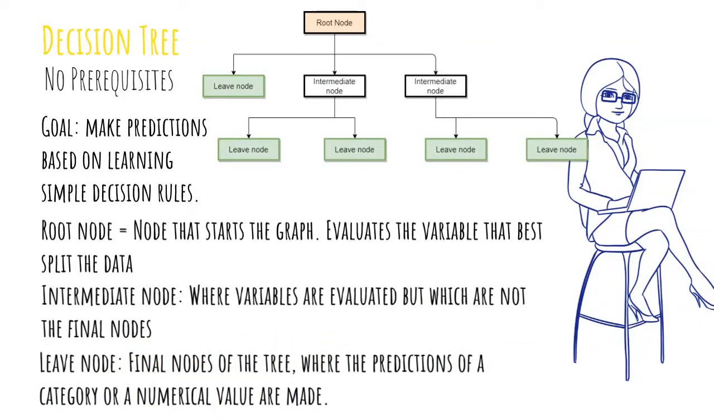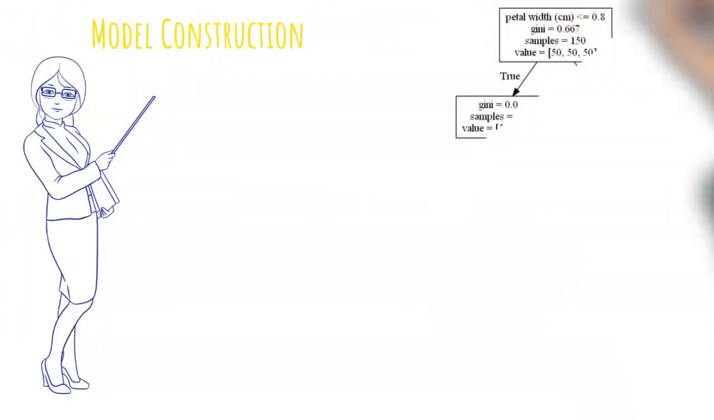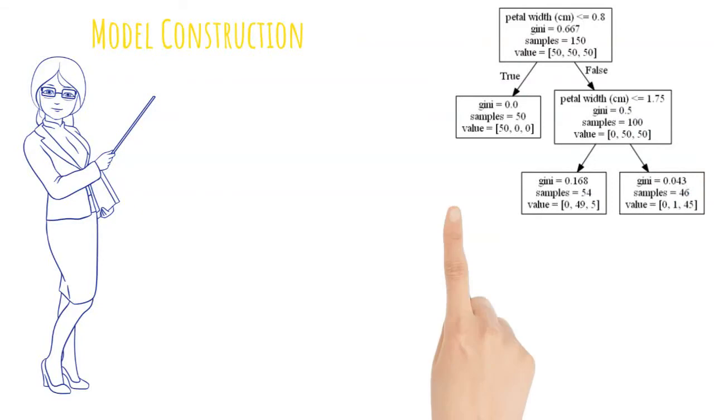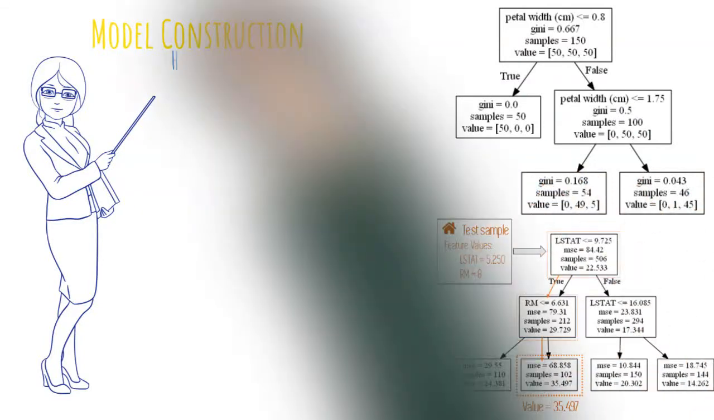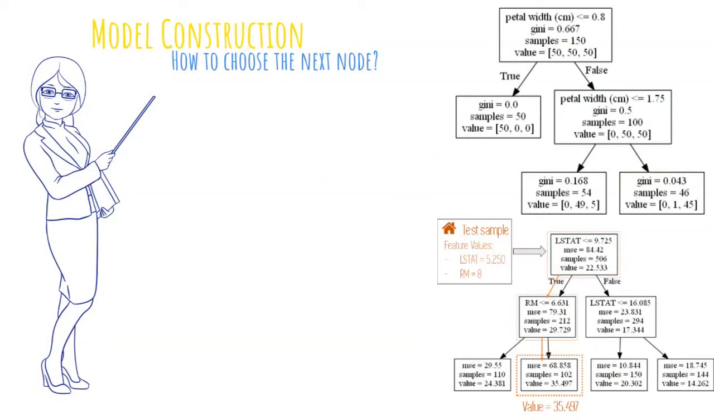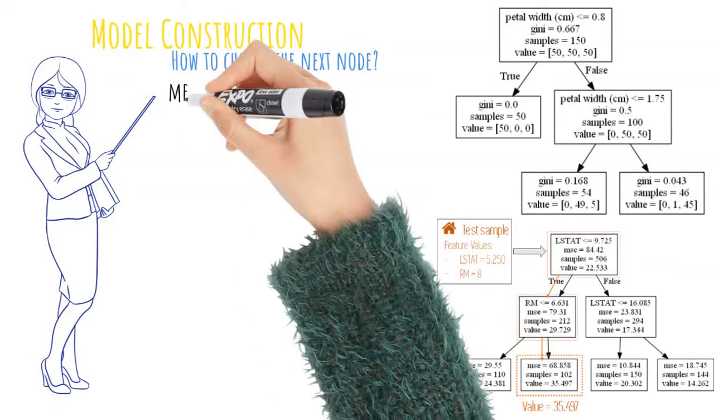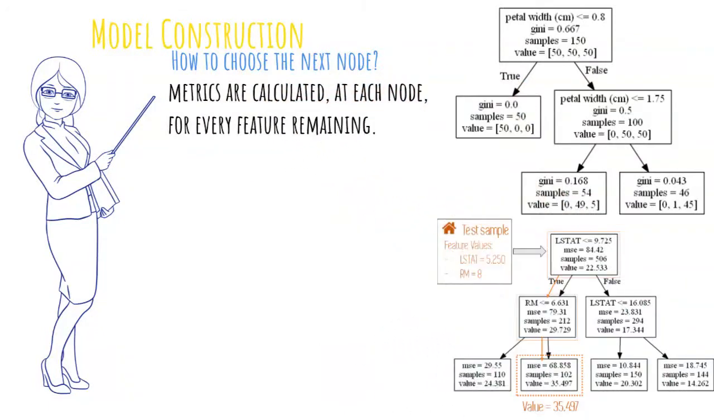Like we mentioned previously, decision trees are built by recursively splitting our training samples using the features from the data that work best for the specific task. This is done by evaluating certain metrics. You can see the metrics that are usually used to solve the different types of machine learning problems. In this video, we will not go into how these metrics are calculated. What you need to know is that those metrics are calculated at each node, for every feature remaining.